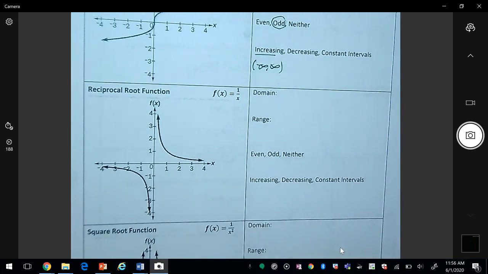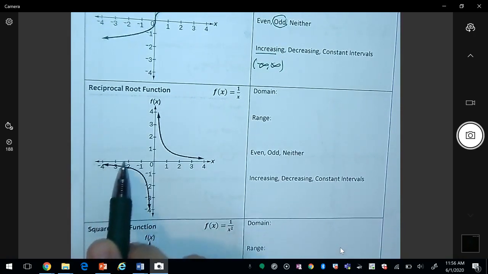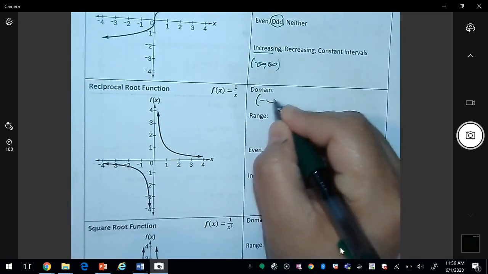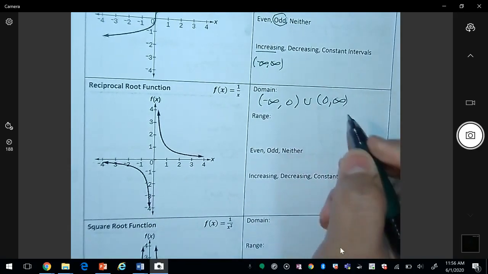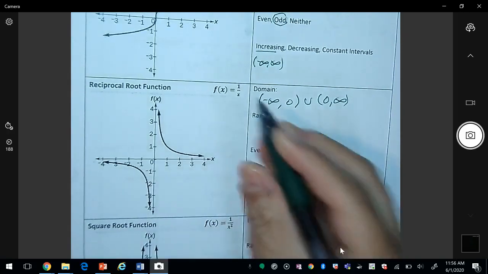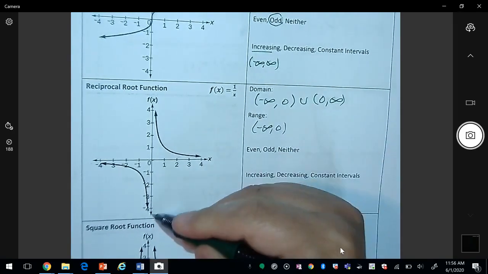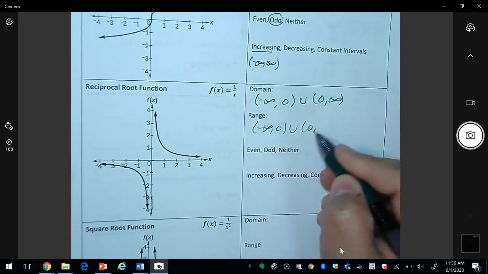So the next one's called the reciprocal function. So the domain here goes from negative infinity all the way to 0, union 0 to infinity. Then the range is going to go from negative infinity to 0 again. So we go all the way up to 0, but it's never going to touch. And then it starts at 0 to infinity.